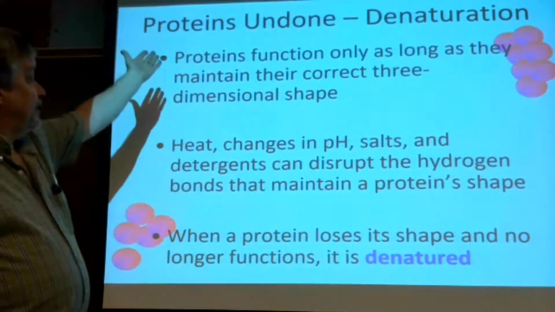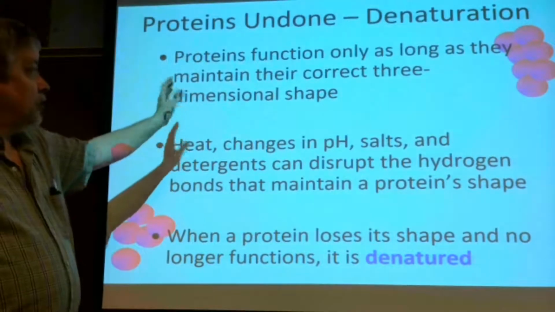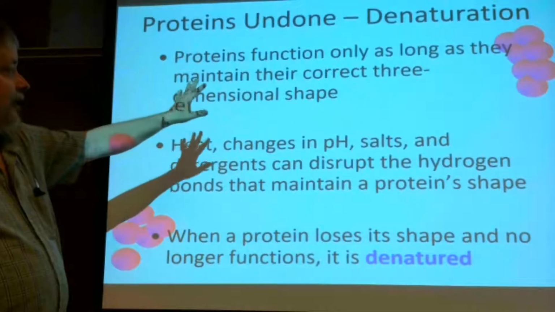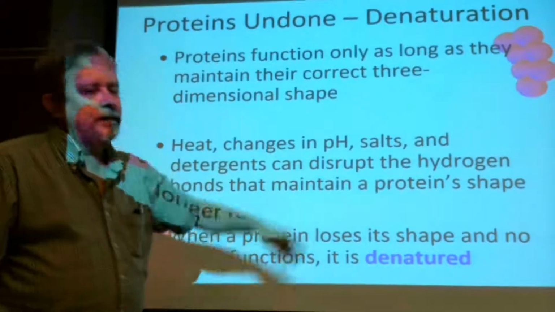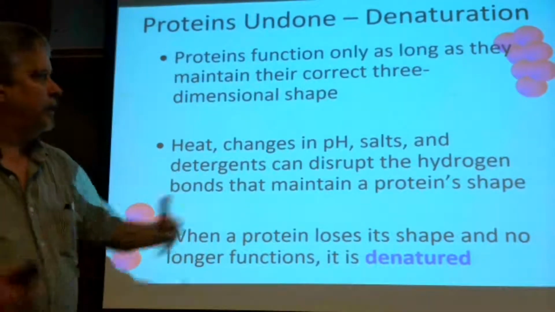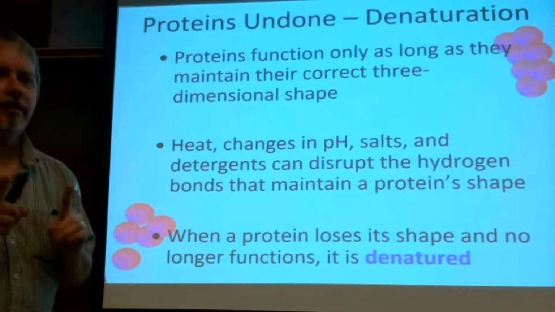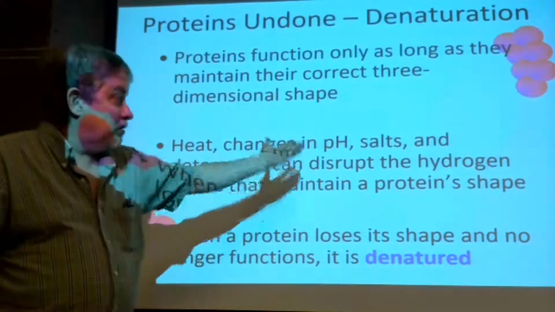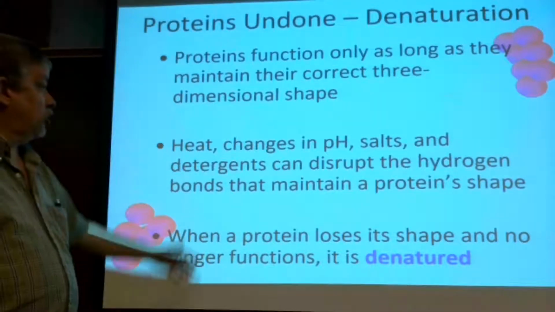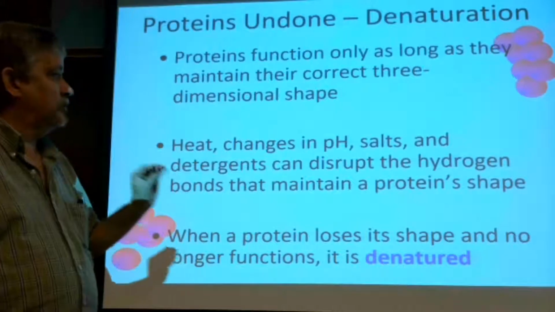So a protein that loses its shape, we call it denatured. So they function only as long as they can maintain their correct three-dimensional shape. Heat changes it, as I was telling you, and pH changes in your body can unfold proteins. That's why your body is going to fight to keep pH around 7. Salts in the body and detergents can disrupt the hydrogen bonds that maintain a protein shape.